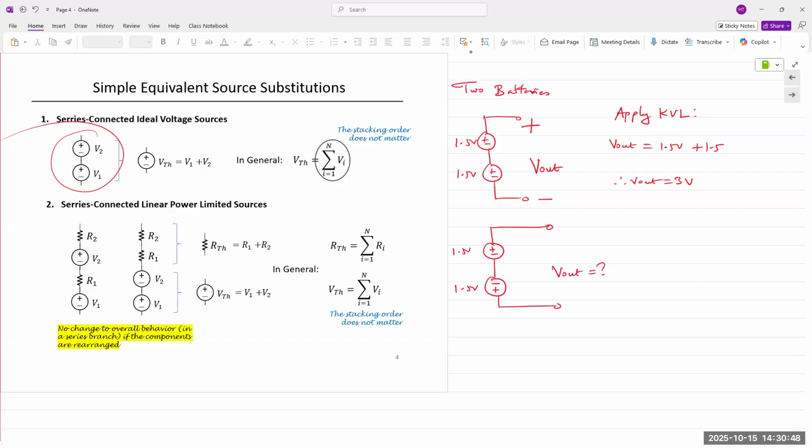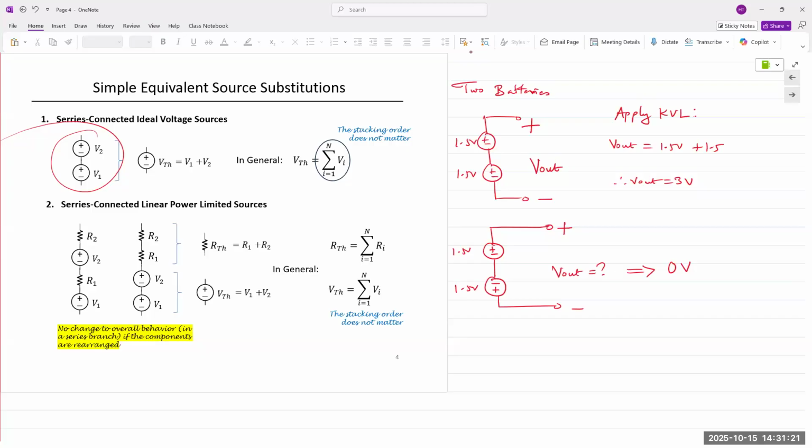What is V out? Absolutely 0. Once again, if you apply KVL, you can see it's 0. So just because the statement says voltage sources connected in series will sum up, doesn't mean we can ignore KVL. KVL must always hold true. Okay, so the reason we are adding them up is because they are plus minus, plus minus, plus minus. So if they're stacked in series like that, then you can add up the voltages, right?